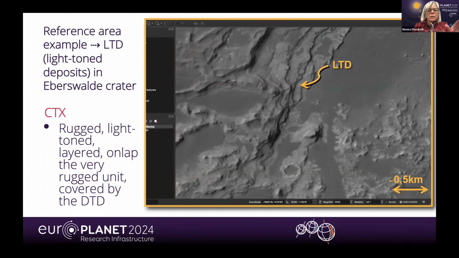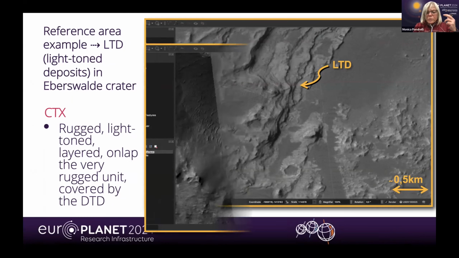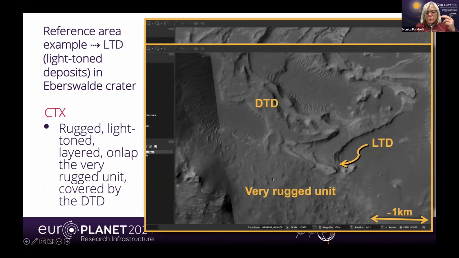We can see actually that this light tone unit is ragged, that it is layered very well. It overlaps this other unit here, the one that we call stratum. In the other map, you see it against this unit. And it is covered by the dark tone deposits here.